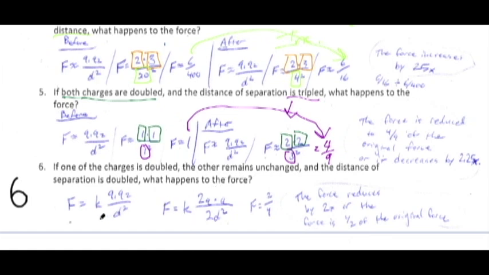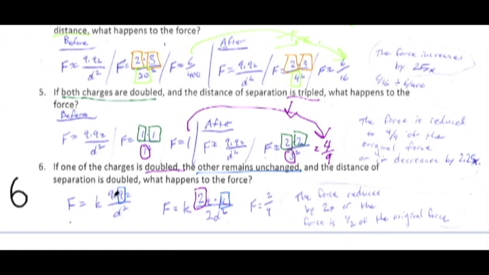Number 6, if one of the charges is doubled, the others remains unchanged, and the distance of separation is doubled, what happens to the force? Here I'm going to do it a slightly different way, just because some of you guys might have by this point picked up that there is a shorter way for sure, and that's what we're going to do here. But you could have done this just like this problem, just like all the other problems on the page, but here's a little bit of a shortcut, and you may want to use this on some of the other pages.